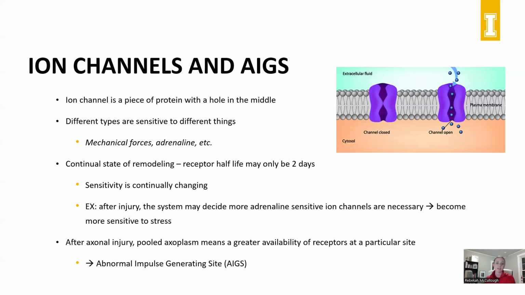And then after axonal injury, there's that pooled axoplasm. And so then greater availability of receptors at that particular site, and that's what becomes those ectopic or abnormal impulse generating sites.